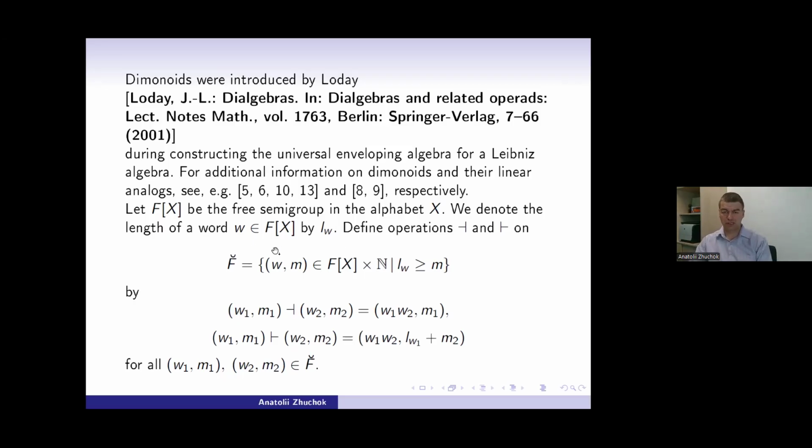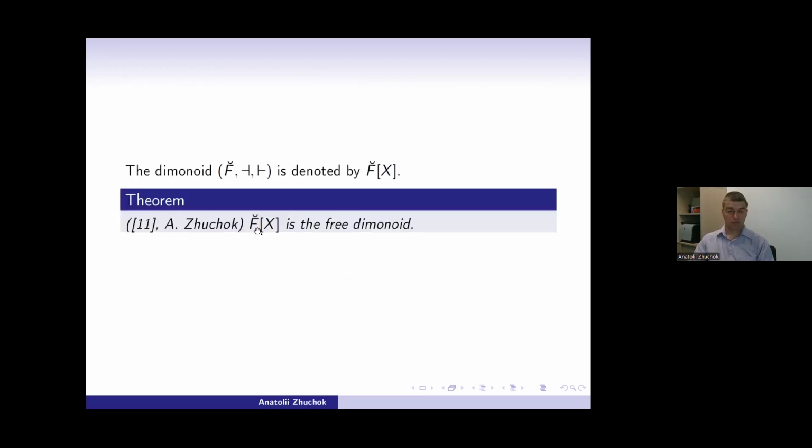This is our construction. We take three semigroups, the natural numbers, and the direct product, then we consider pairs such that the length of the first word is greater than or equal to the natural number m, and define these two operations. In the second case, we use the length of the first word. And the algebra F(X) is a free dimonoid.